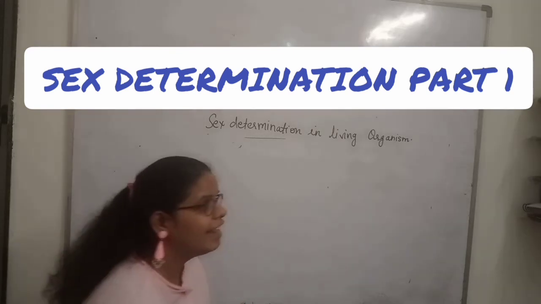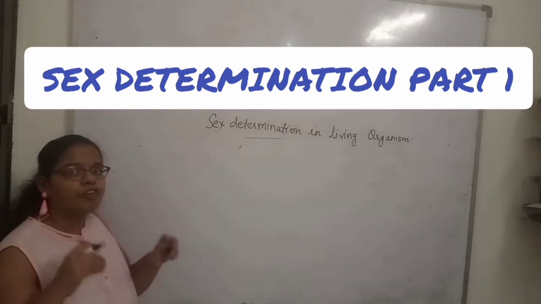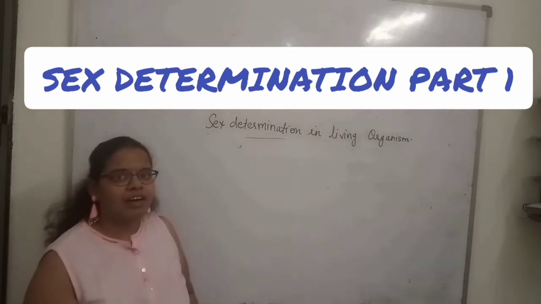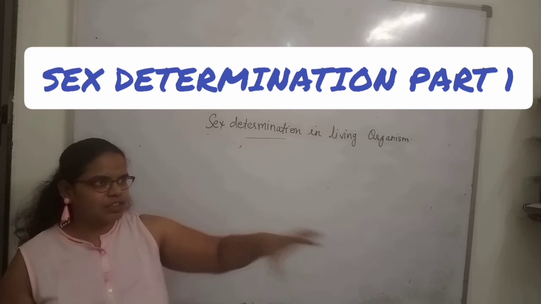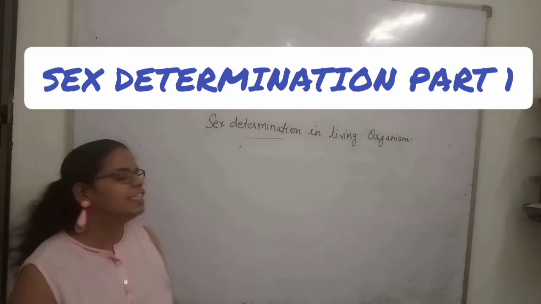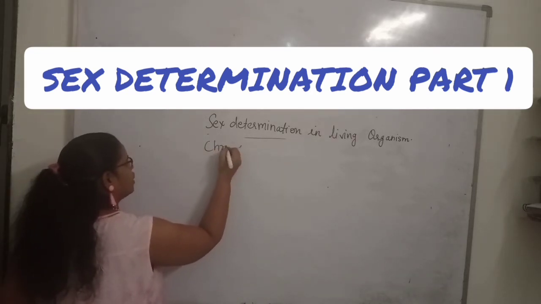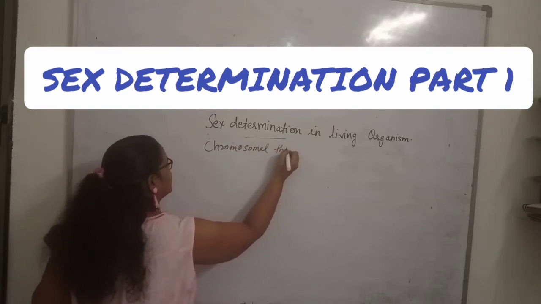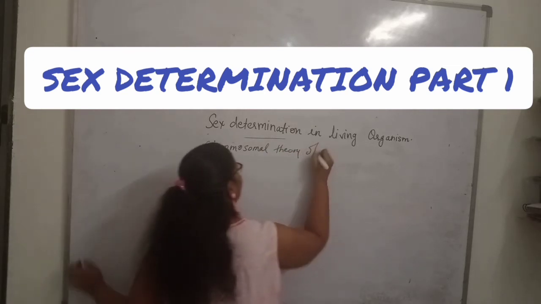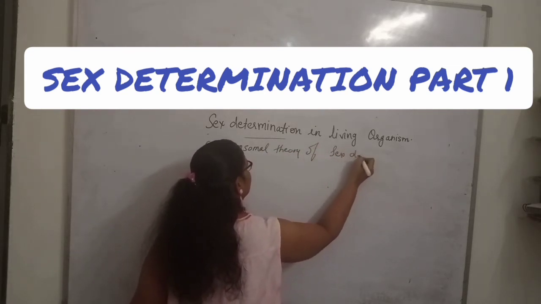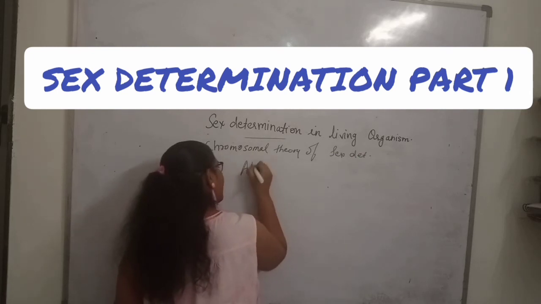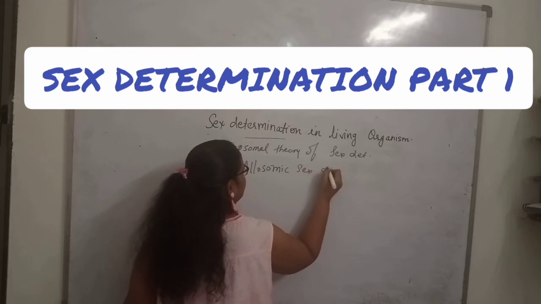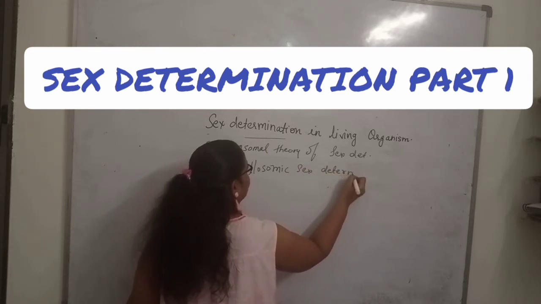So now, next is on the basis of chromosomal theory. We have seen that chromosomal based theory of sex determination. So our next topic is chromosomal theory of sex determination, which is also called allosomic sex determination, right?